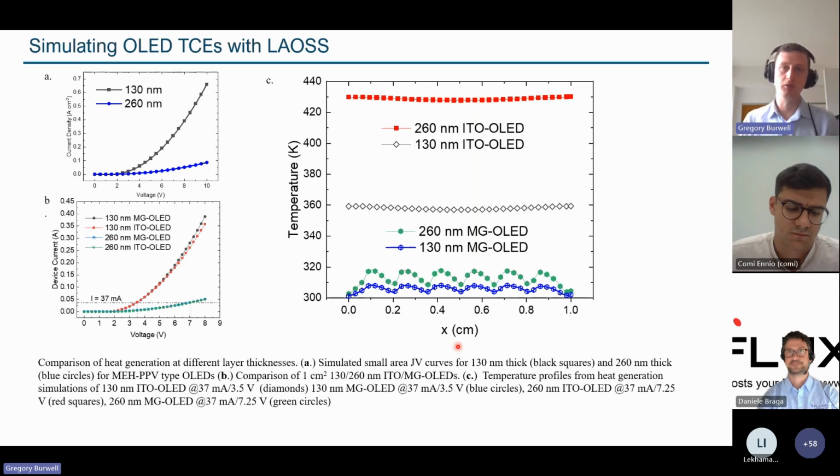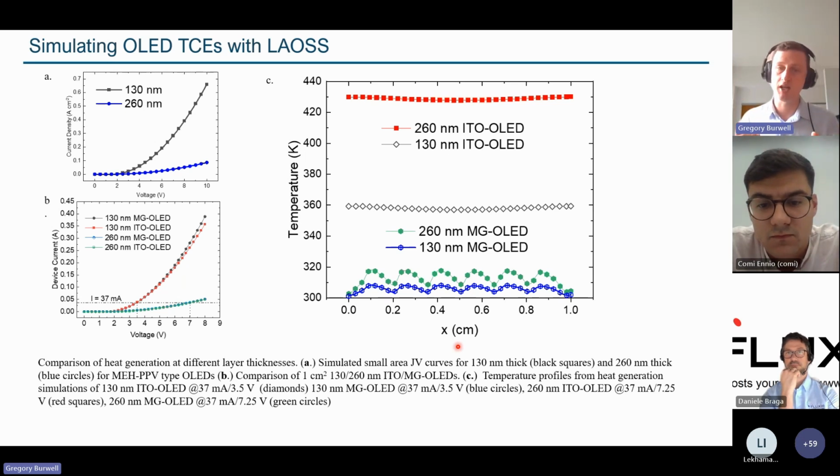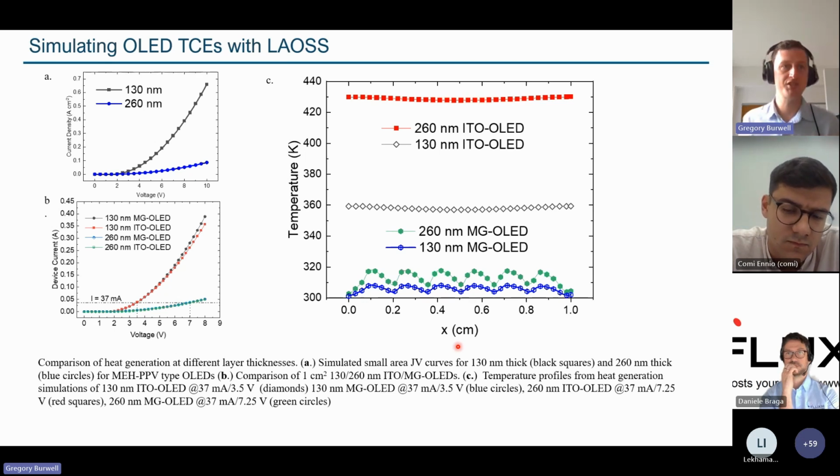So we used the thermal module within LAOS here to simulate the temperature profile across the device and compare different thicknesses of OLED structures. And what we found here in simulation is that a thick OLED structure without metallic grids could achieve unacceptably high operational temperatures under certain conditions, whereas if you lower the sheet resistance using metallic grids, you can achieve much more reasonable operational temperatures.